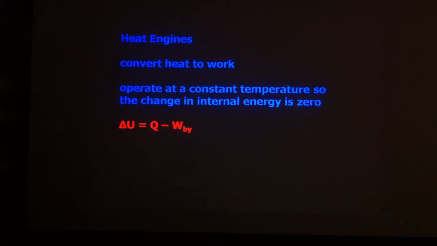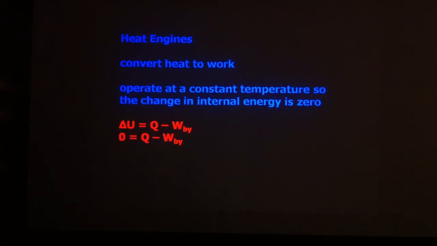So now heat engines operate at a constant temperature. Once you run the engine for a while, it's going to run at a constant temperature. This isn't true when you first turn them on, but after they've been running for a while, the temperature of that engine remains constant. So we'll see that delta U is 0, because remember, when temperature is constant, the internal energy is not changing, so delta U would be 0.